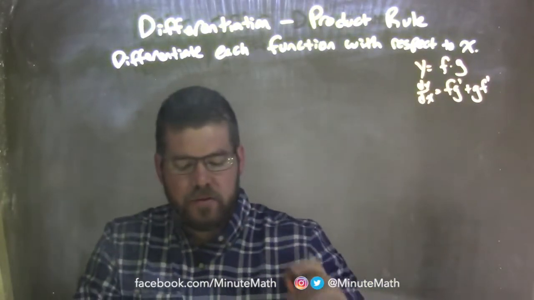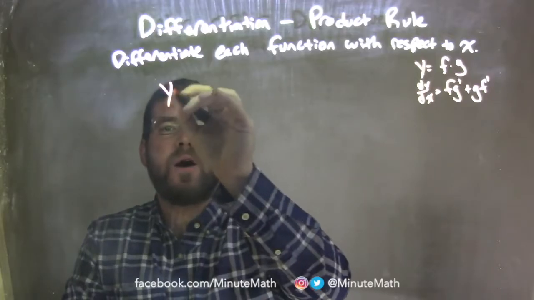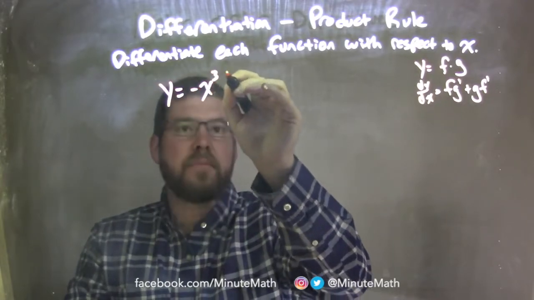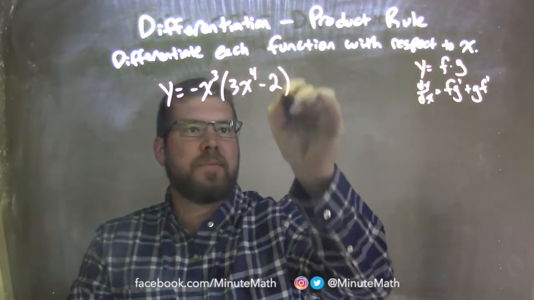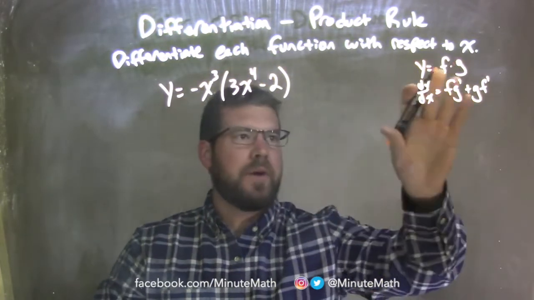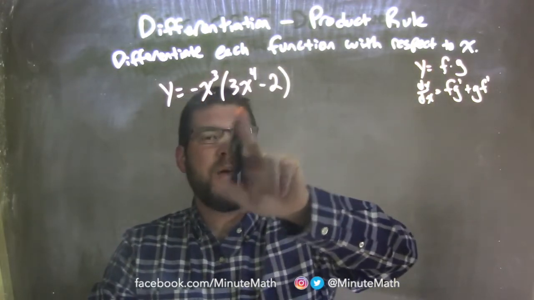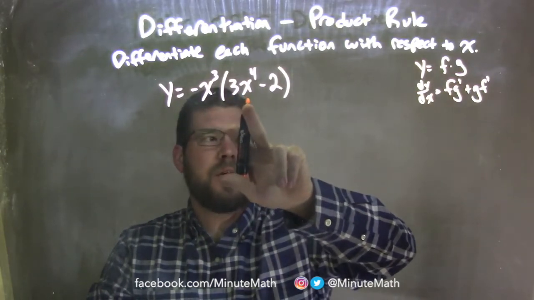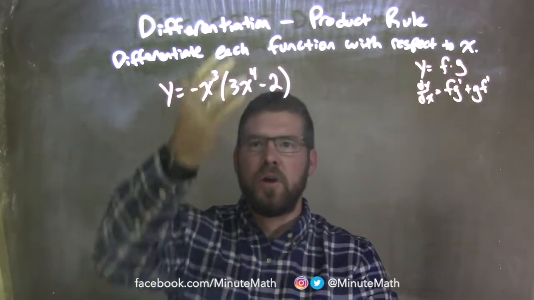So if I was given this function, y equals negative x to the third times 3x to the fourth minus 2. Well, if I want to apply the product rule, we have a little rule right here that if I take the derivative, I have my two functions, my first one and my second one. We're going to take the first one times the derivative of the second one plus the second one times the derivative of the first one. Okay, and that's our rule here.